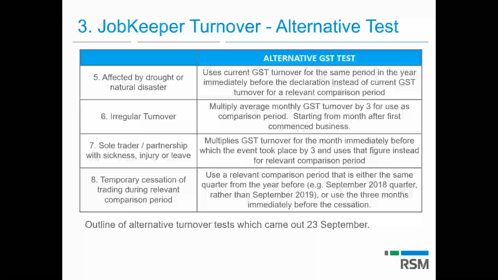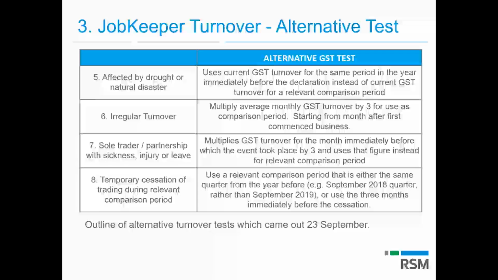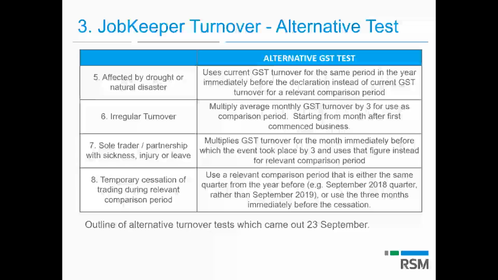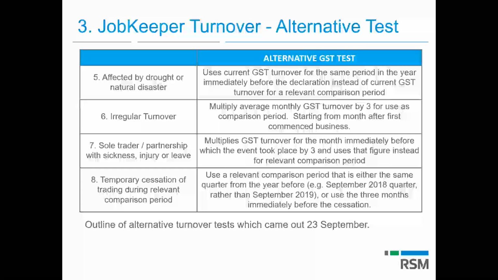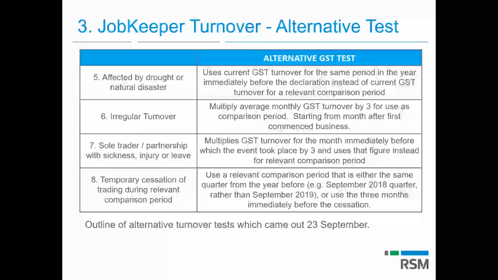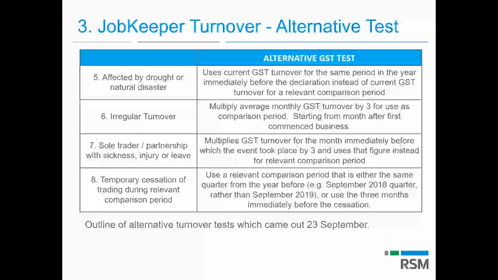Test 6 deals with businesses which have irregular turnover and allows these businesses to use a monthly average of their GST turnover for the 12 months ended at the beginning of the test period. And that average is then multiplied by 3, where the relevant period is a quarter. An entity is classified as having irregular turnover where 2 elements are met.